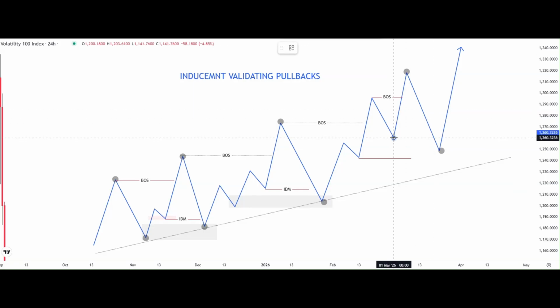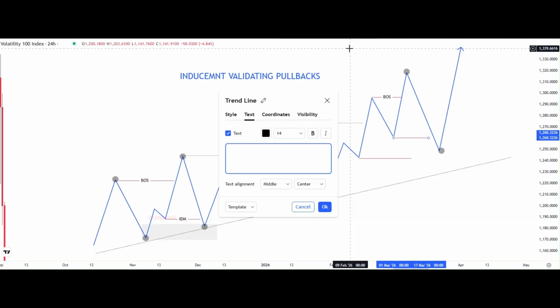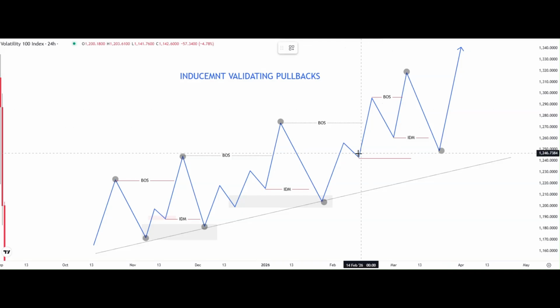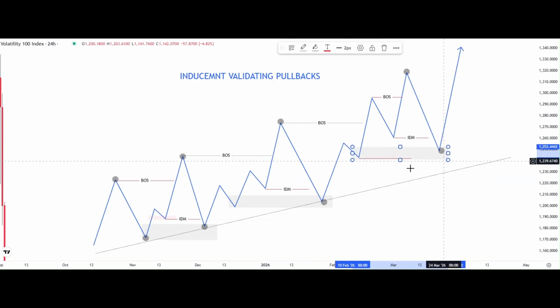That would in turn make this the significant inducement, and this would have been the significant area of demand. So as you see, the swing point markers help us to identify where the significant structure is at all times. So we can know where to put our demand zone and where to look for the significant liquidity that is needed to be taken in the market, right?